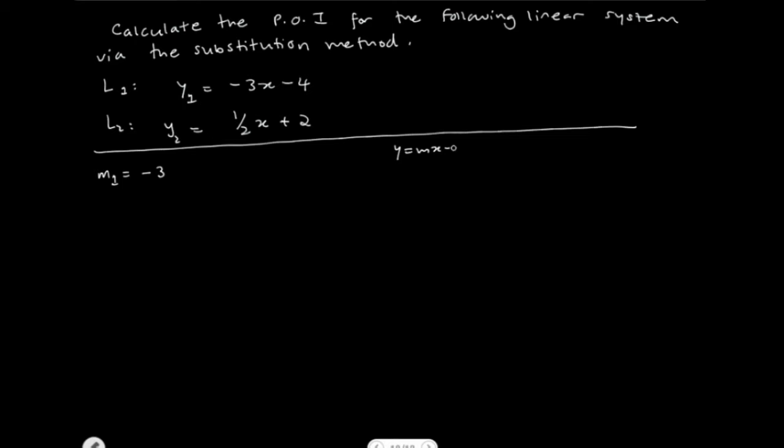because we're basically looking at it as y is equal to mx plus b, and m here is the slope. The slope of line 2 here is 1/2. So you can notice here that the slope of line 1 is not equal to the slope of line 2. That means line 1 is not parallel to line 2, so they will intersect.